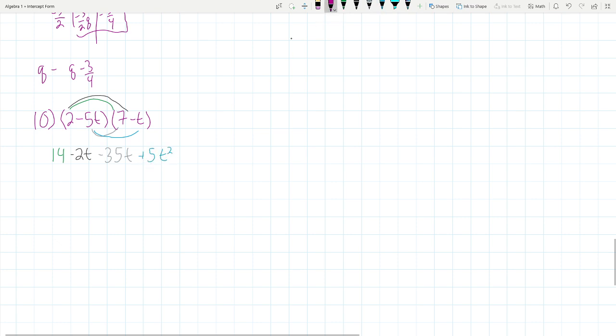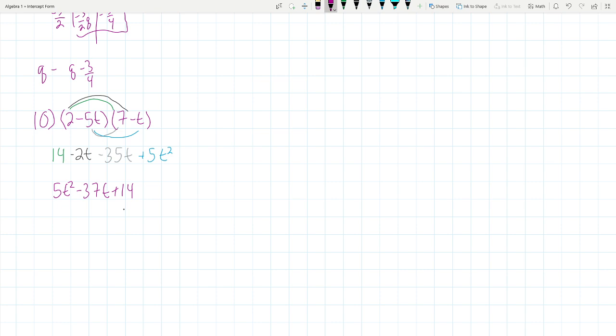Alright, I need to write this in standard form. So I start with my 5t squared. Negative 2t minus 35t is negative 37t. And this is a positive 14. Alright, hopefully you got those right.